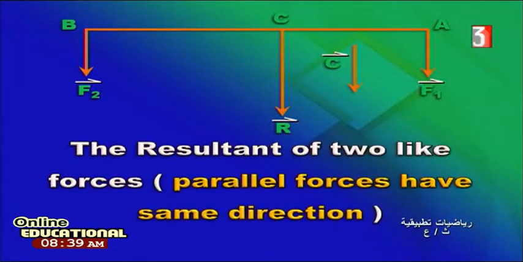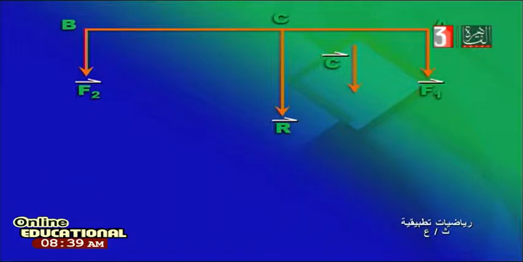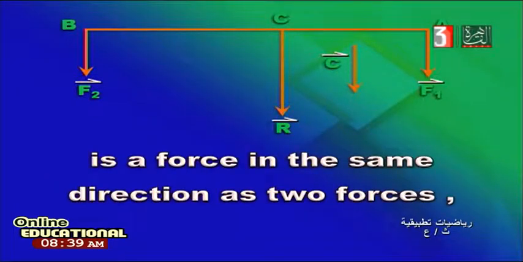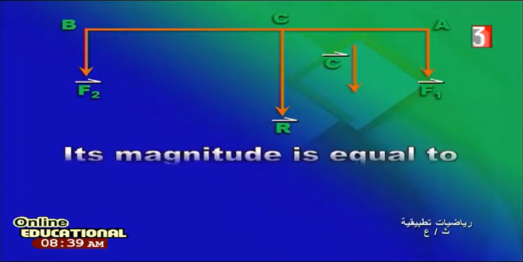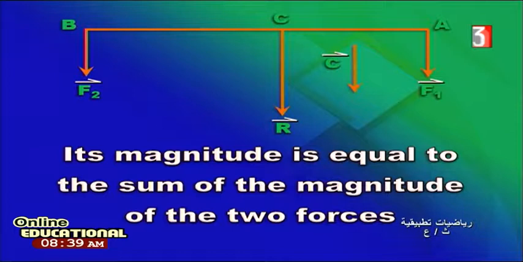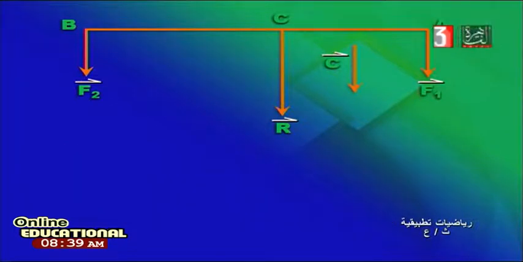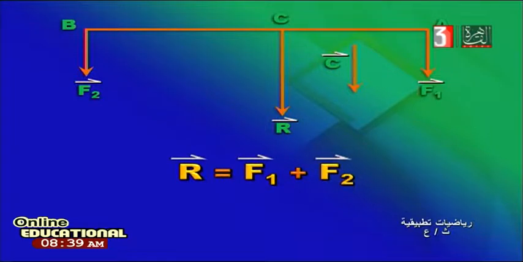In this case, the resultant of the two like forces, meaning parallel forces with the same direction, is a force in the same direction as the two forces. Its magnitude equals the sum of the magnitudes of the two forces. R equals F1 plus F2.